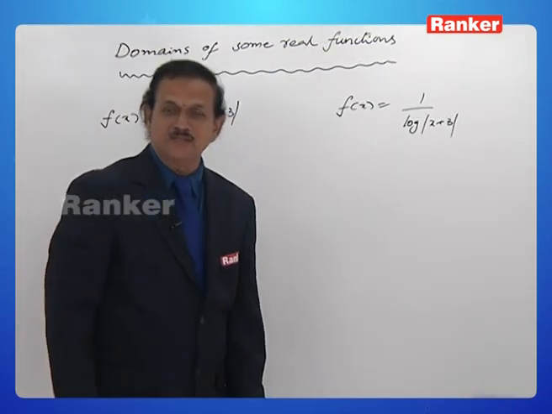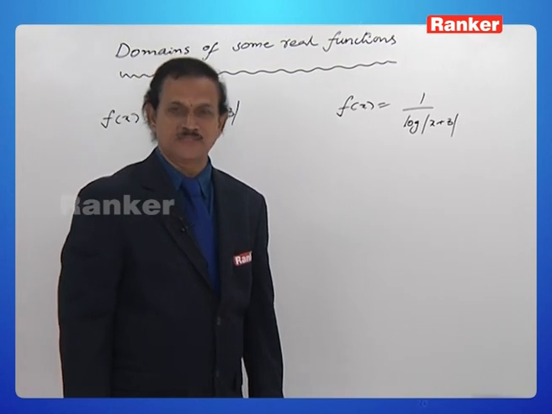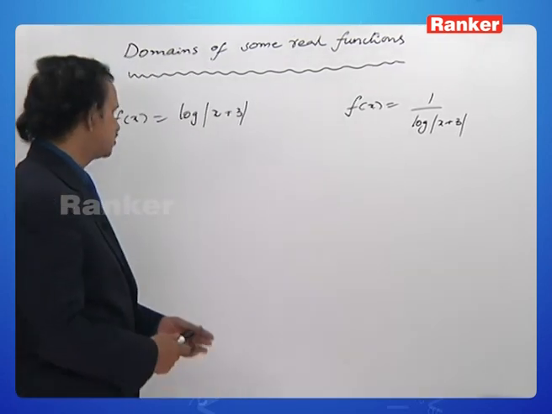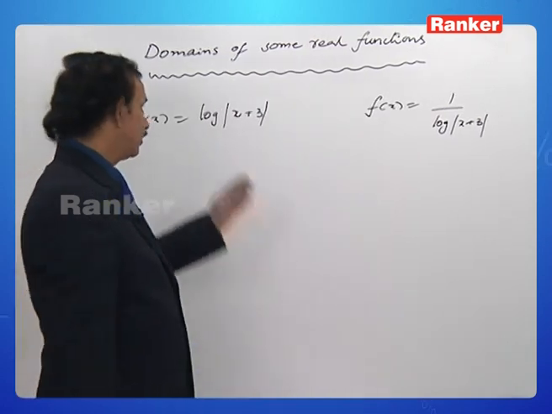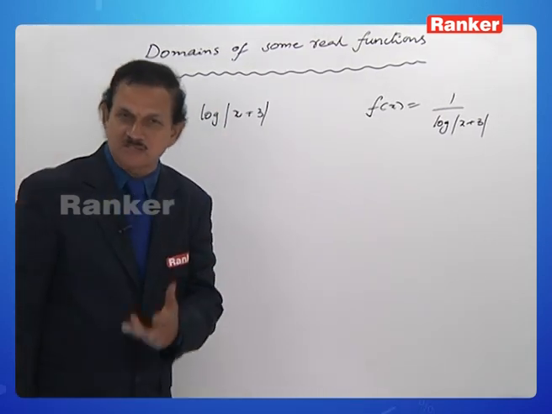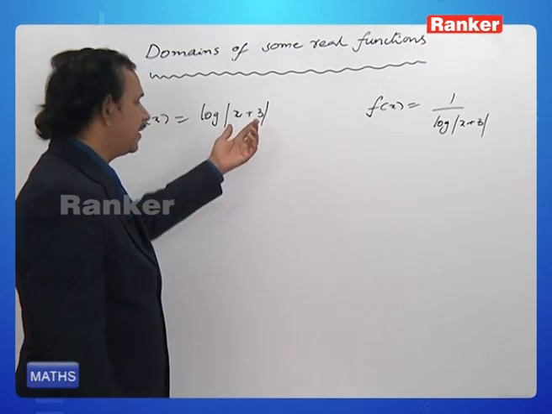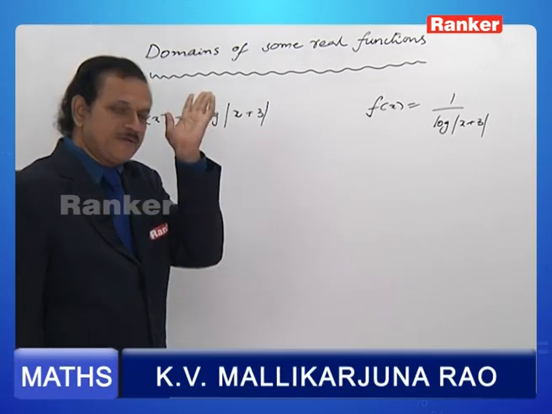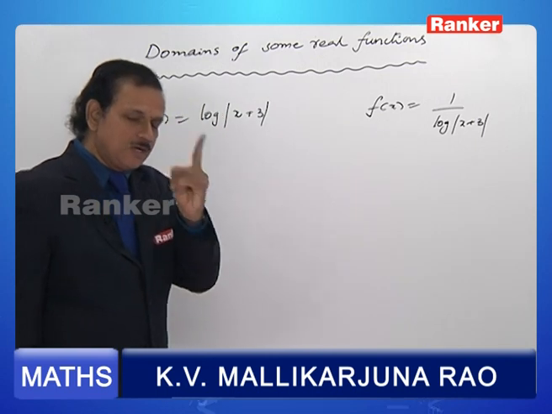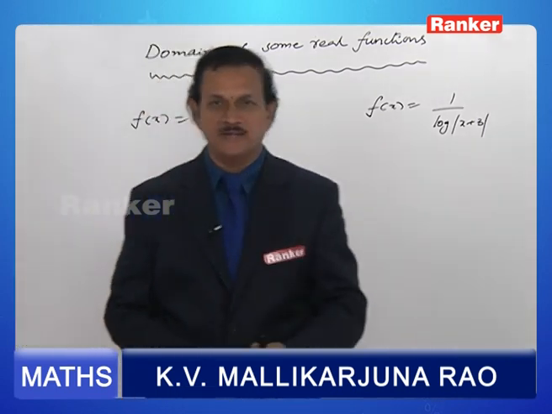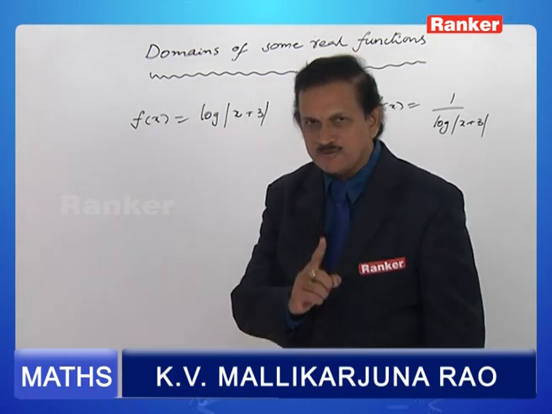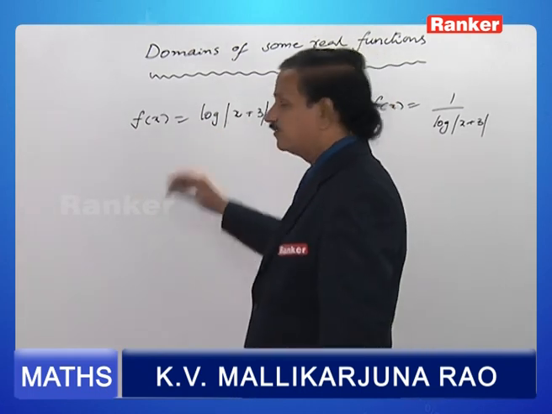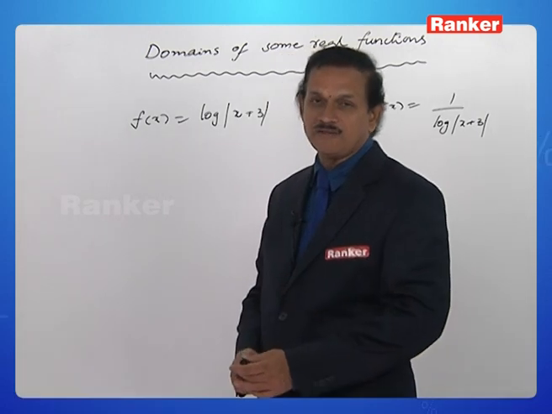Let us look at these two problems once again. Here in the first function, f of x is equal to log mod x plus 3. So to define f of x, what are all the precautions that you may have to take? Mod x plus 3 can never be negative, no problem. The only thing to keep in mind is that x plus 3 must not be 0. Why? Because in such a case log 0 is not defined.